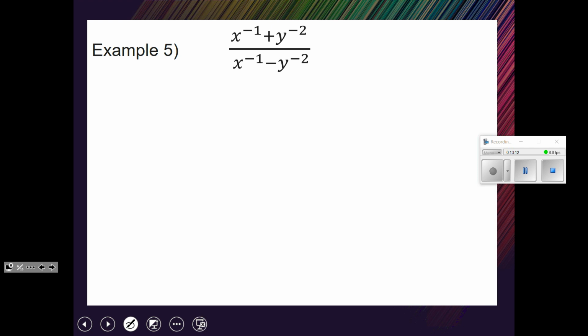Okay, every problem has purpose. So let's talk about this. And I want to refresh your memory back from Algebra 1. What do we know about negative exponents? You cannot have negative exponents.